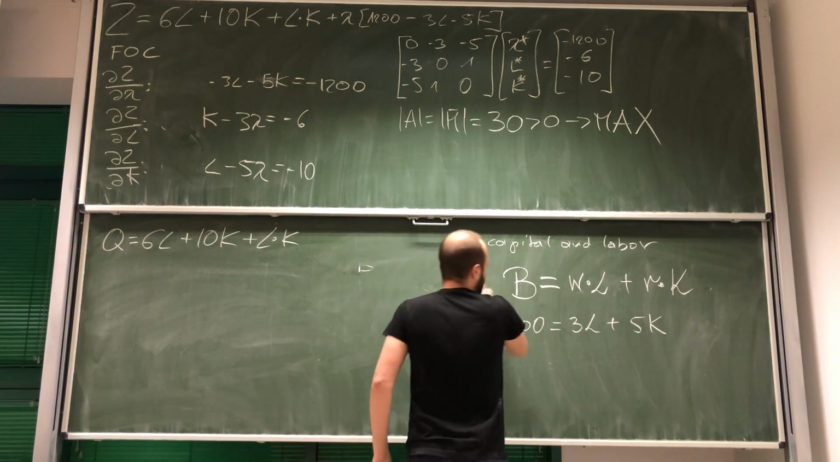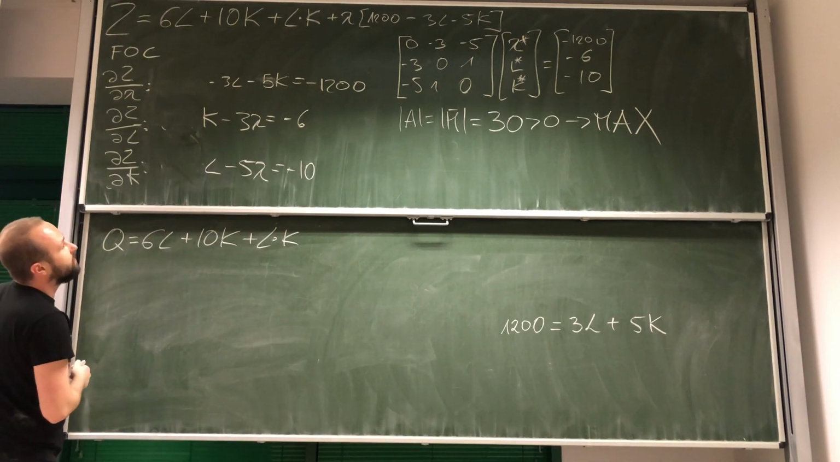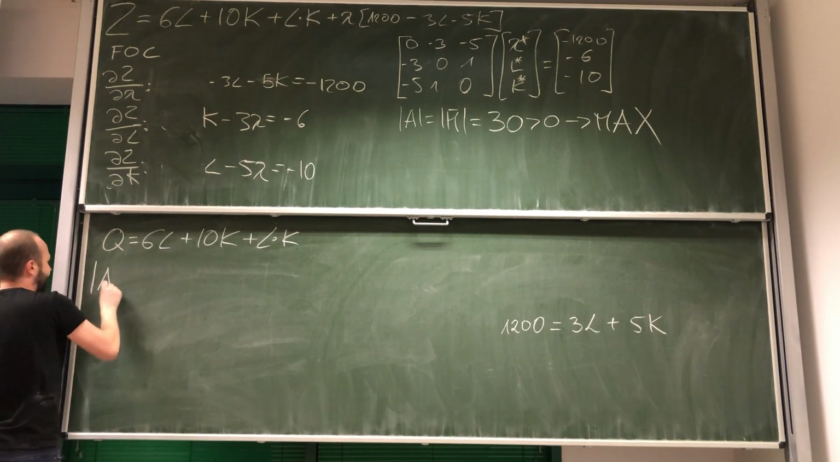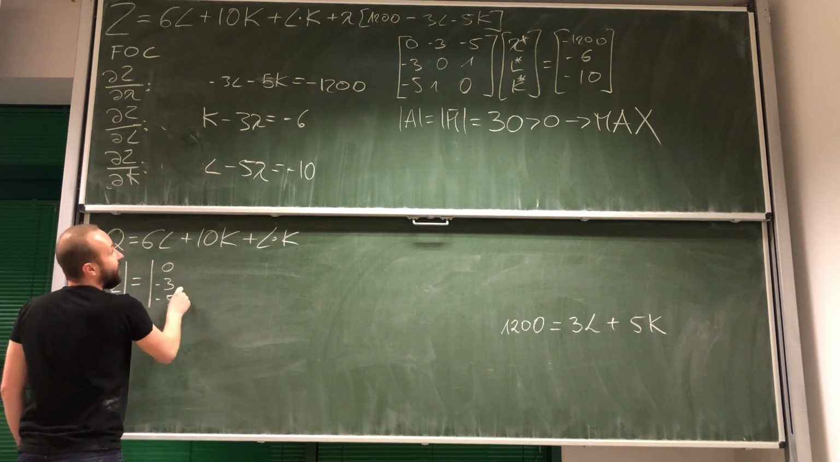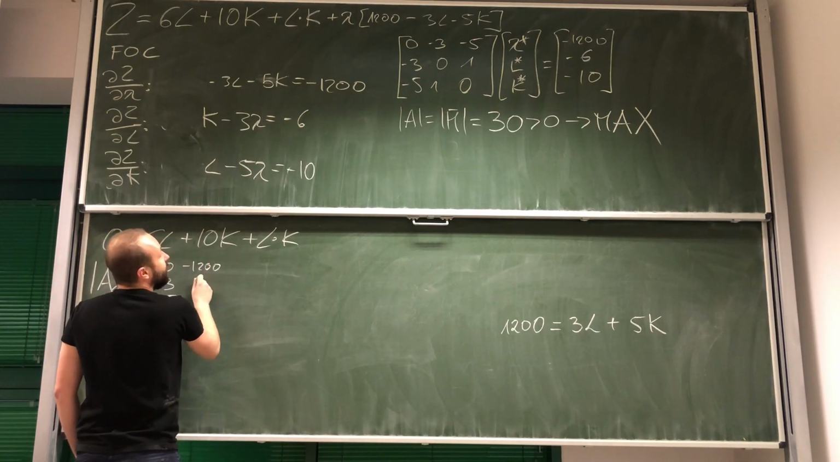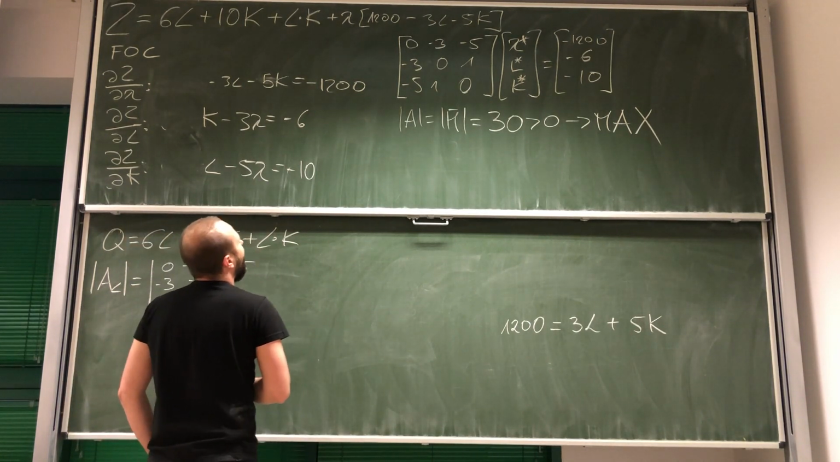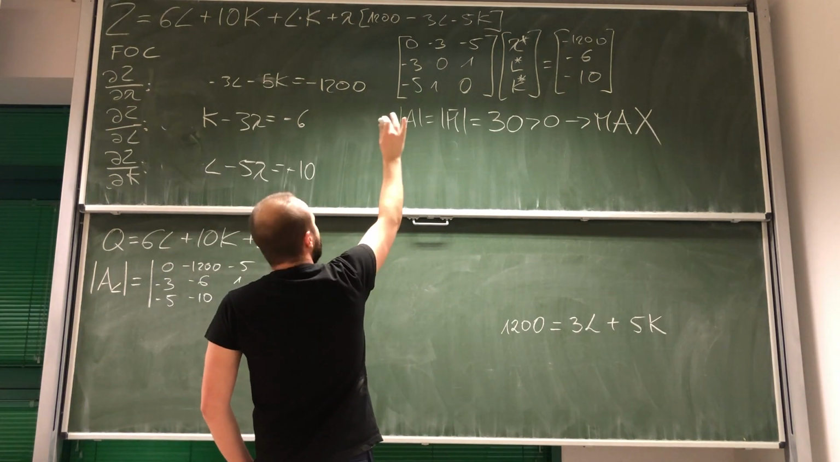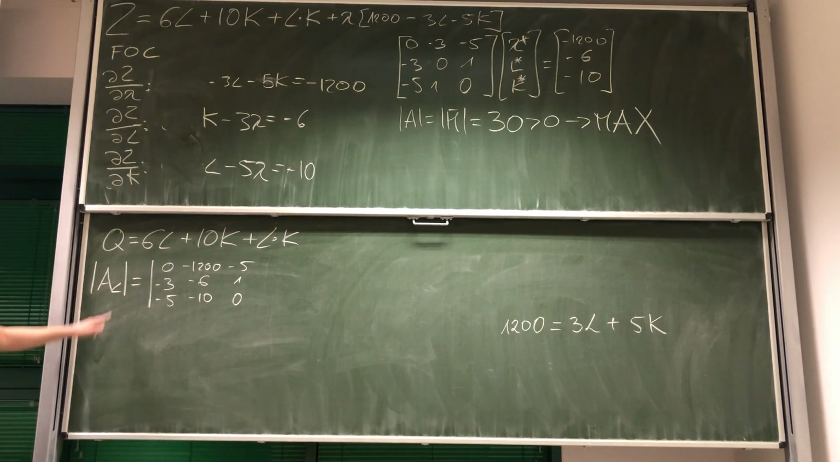Maybe let's leave this part with our budget constraint to make sure that the solution we're going to get actually works. And so, what are we going to do? So, we are looking for AL. Okay, so we've got 0, negative 3, negative 5, negative 1200, negative 6, negative 10, negative 5, 1, 0. Okay, so what can we do now? Look, what I'm gonna do now is to take negative 5 out of the first row, and negative 5 out of the third row.